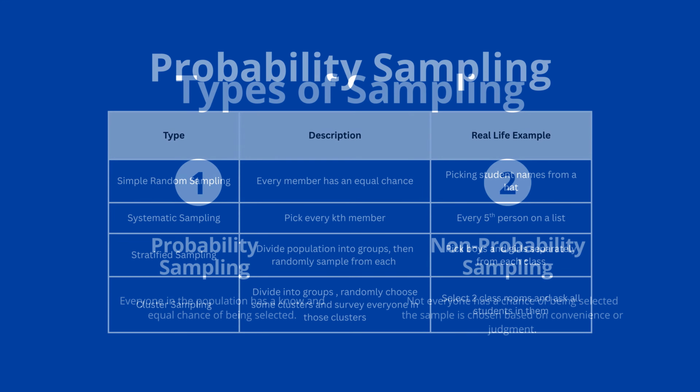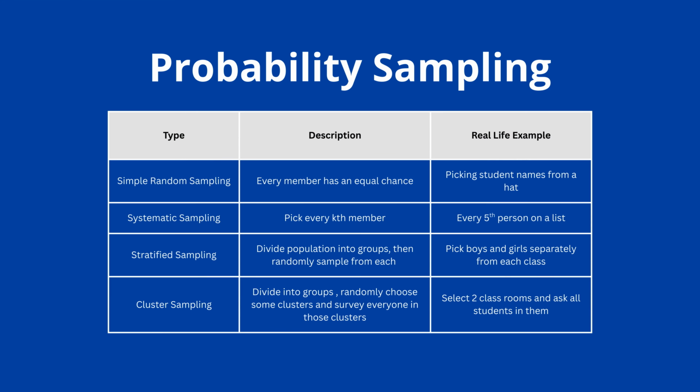Probability sampling is further divided into multiple parts, which are simple random sampling, systematic sampling, stratified sampling, and cluster sampling. Simple random sampling: everyone's name goes into a hat and we pick randomly. Example, picking 5 students from a class of 30 at random. Systematic sampling: pick every third, fifth, or 10th person on a list. Example, every fourth person on a school attendance list.